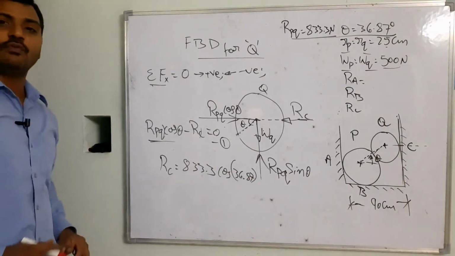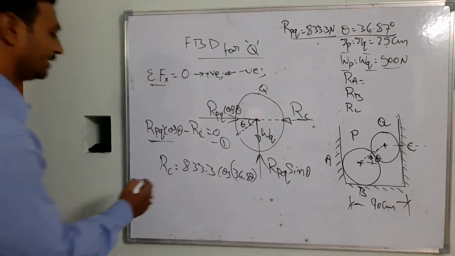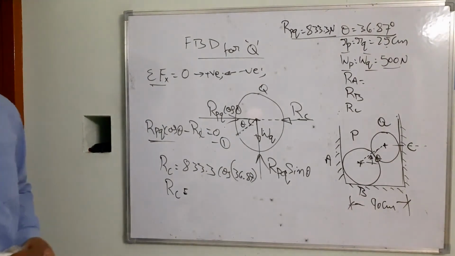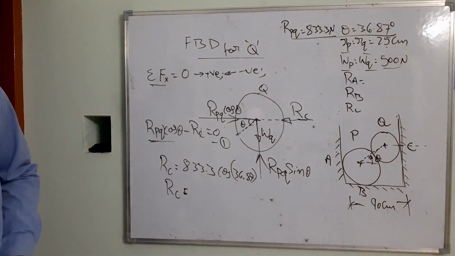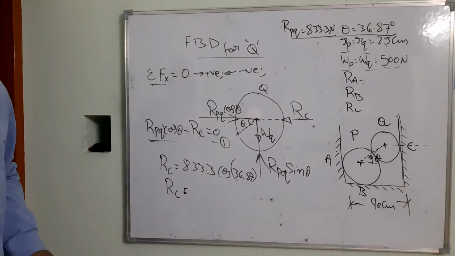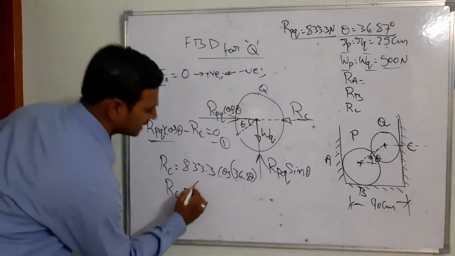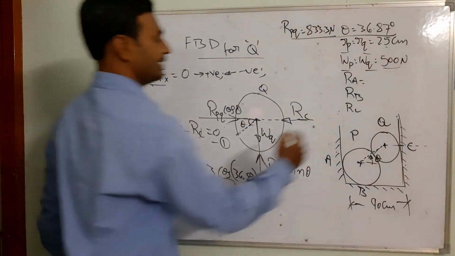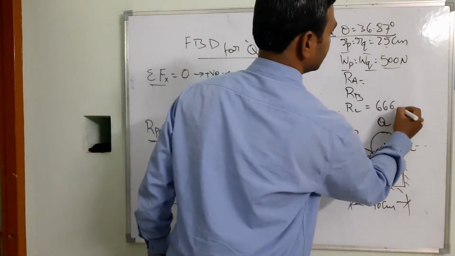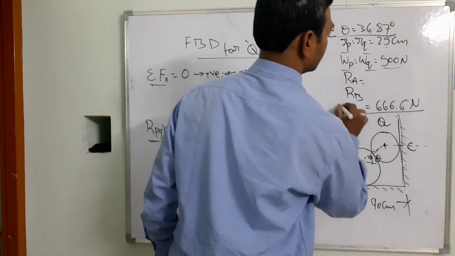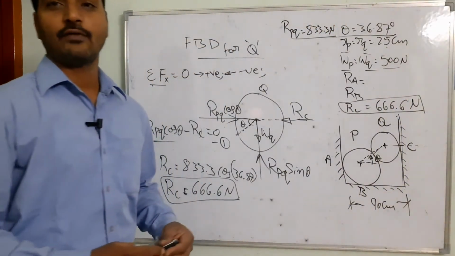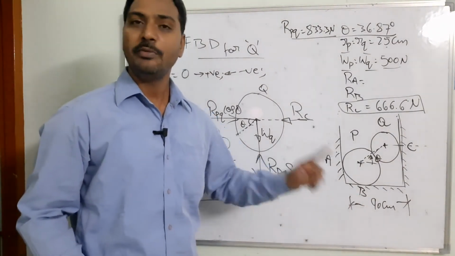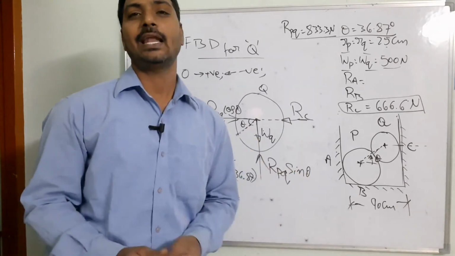So if I simplify this equation, what is the value of R_C? I got it around 666.6 newtons. Can you see? The same thing I am going to write here, 666.6 newtons. Right? One reaction force I have calculated, and we need to calculate your R_A as well as the R_B. If I take the free body diagram of your Q, I can calculate easily.